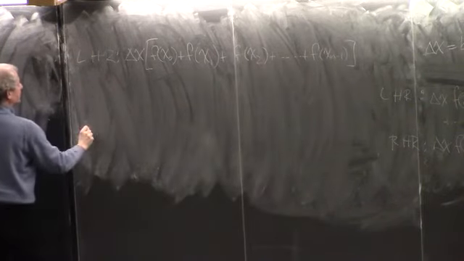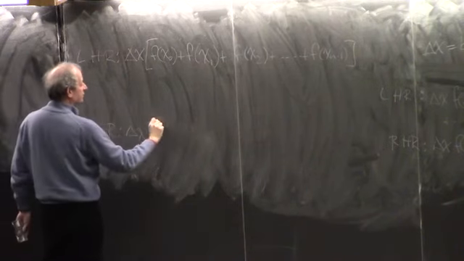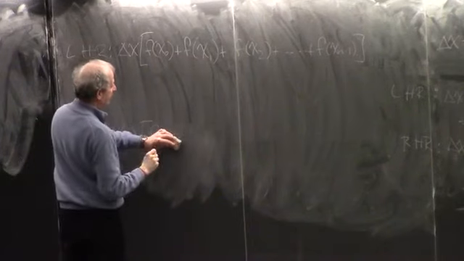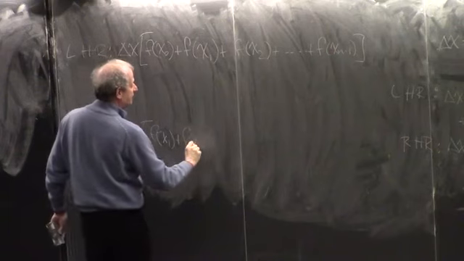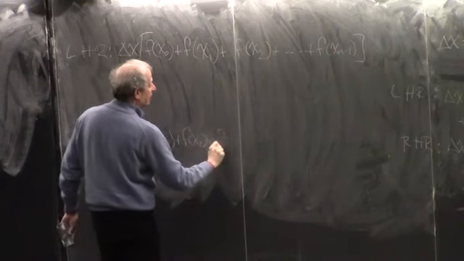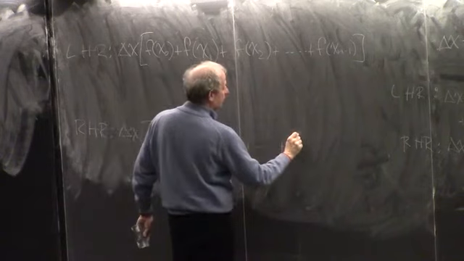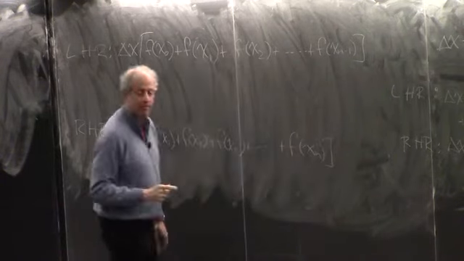And the right-hand rectangles is delta x times f of x sub 1, f of x sub 2, f of x sub 3, up to f of x sub n. So far, so good?